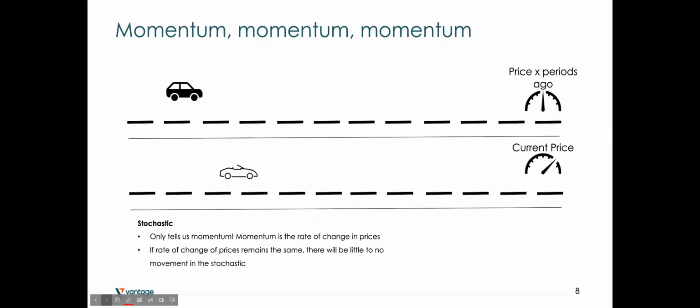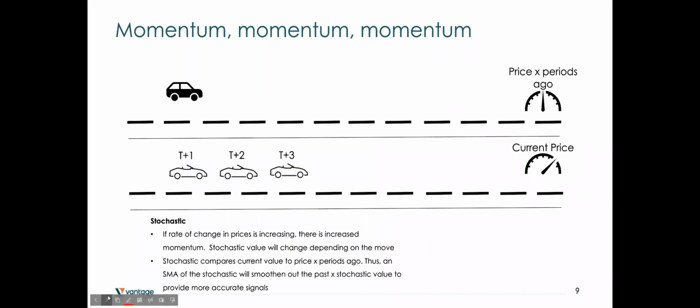Okay, so this oscillator is good for ranging markets. For trending market strategies, you might want to consider, say, MACD or the moving average strategy, which we will not be covering today. Okay, again, stochastics, we're measuring the momentum. Momentum is the rate of change.